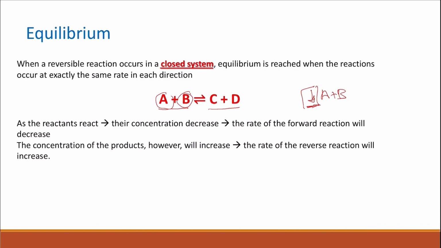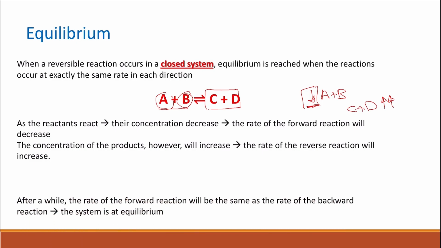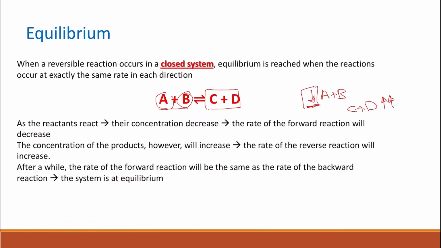And then at the same time, once A and B react together, they start to give the products C and D. So C and D will start to form, which means their concentration will increase. Once the concentration of C and D increases, that means the reverse reaction rate will increase, because the products which start to react together have an increased concentration. So now the forward reaction rate decreases, and the reverse reaction rate starts to increase. This will continue until an equilibrium state is reached. At equilibrium, the rate of both the forward and reverse reaction will be exactly the same. So the system now will be at equilibrium.